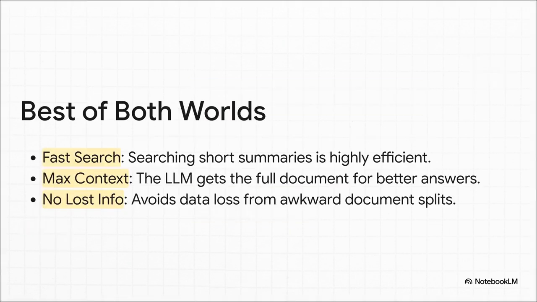So when you look at the benefits, it's pretty clear. You get the best of both worlds. Your search is still super fast and efficient because it's just looking at summaries. But the LLM gets the maximum possible context, which means way, way better answers. And you totally avoid that whole problem of losing key info because a document got split in a weird place.